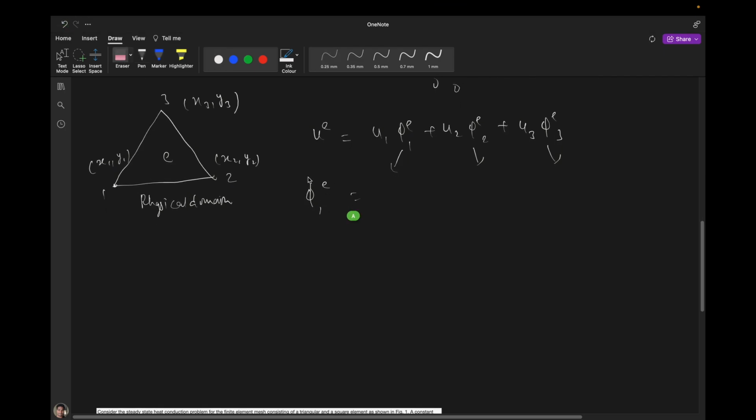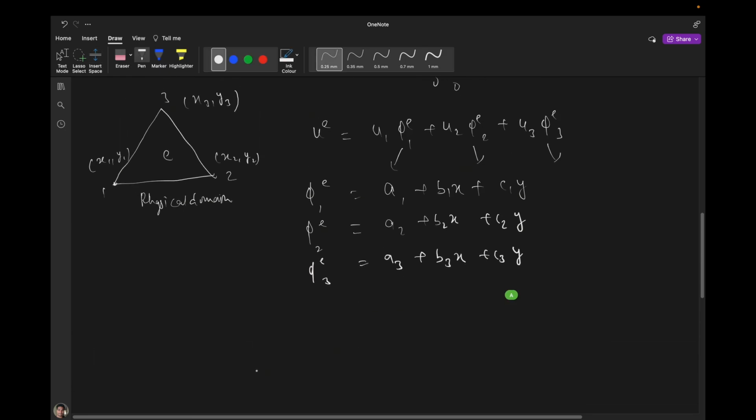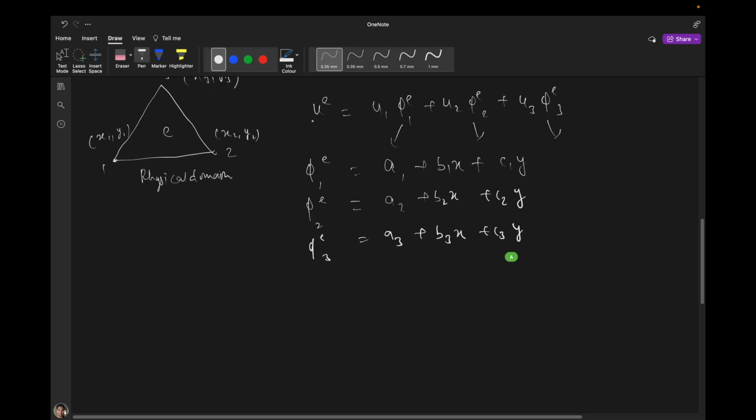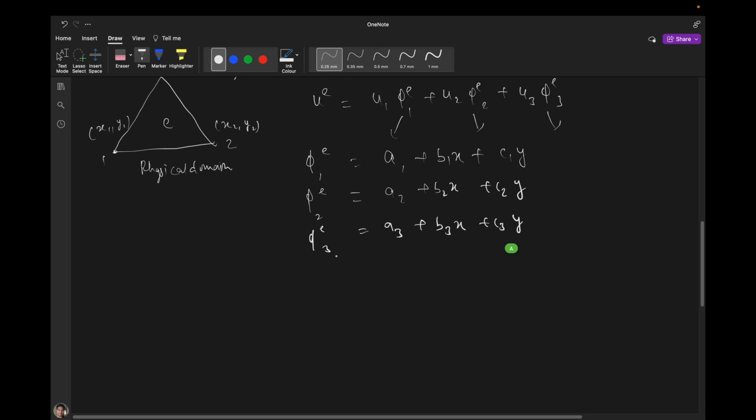Here I am assuming that phi 1, phi 2, phi 3 is a linear two-dimensional shape function, because we have to consider it. Okay, so we already saw that phi 1, phi 2, phi 3 has to be such that when you substitute the node 2 and node 3 coordinates, phi 1 should be 0 and the other phi should be 1.